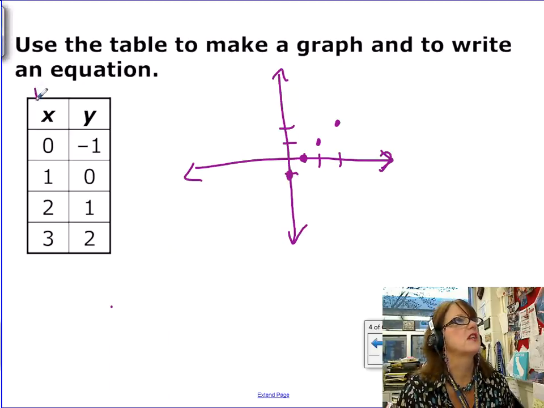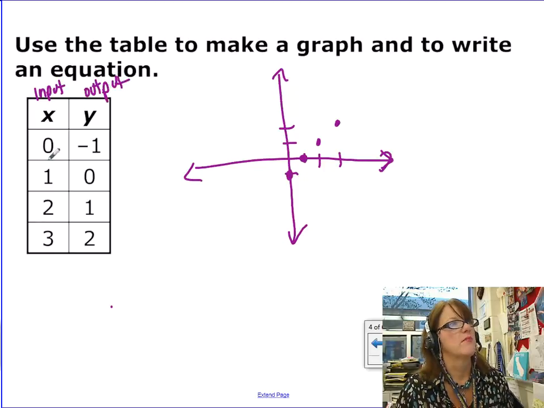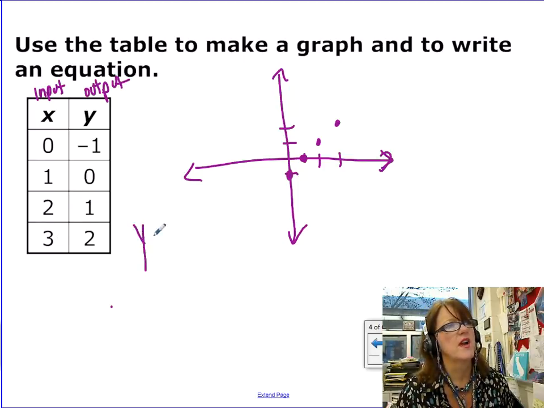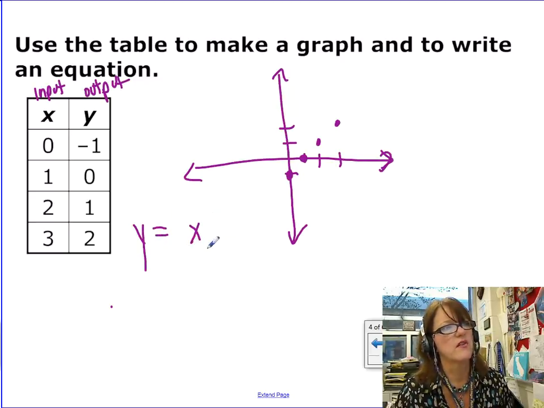I need you to think about this as input, output, like the function machine you made the other day. When I put in a 0, I get -1. 1 gives me 0, 2 gives me 1, 3 gives me 2. Do you see some kind of pattern where if I'm trying to come up with the equation, what am I doing to x? Okay, so something else is going on here so that I end up with my y value.